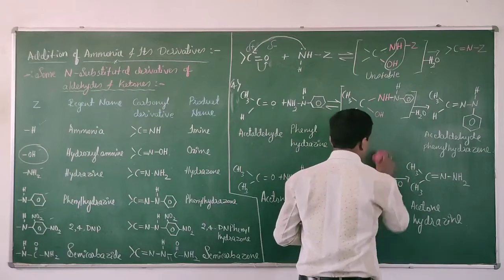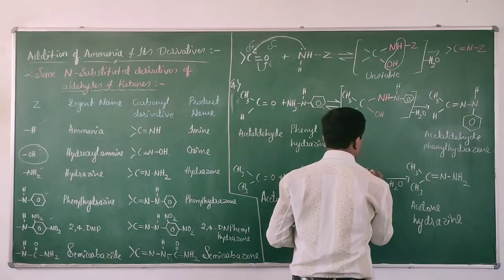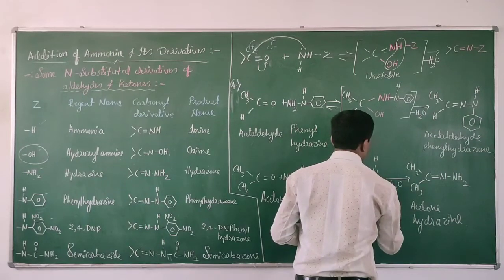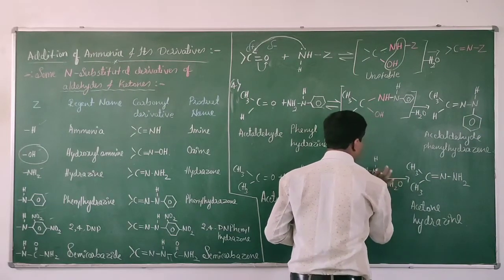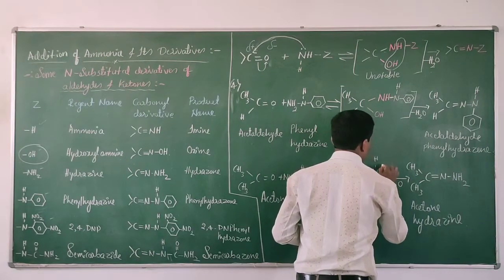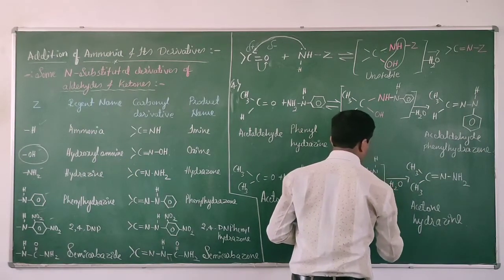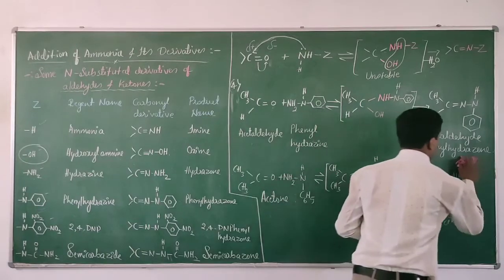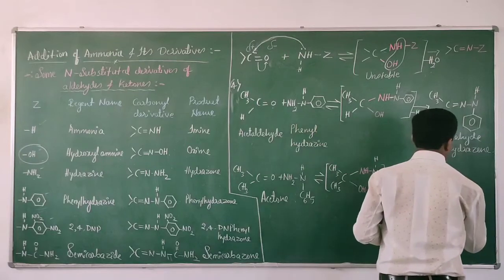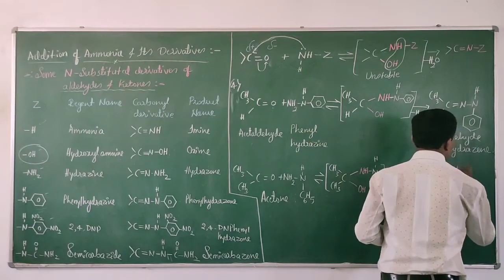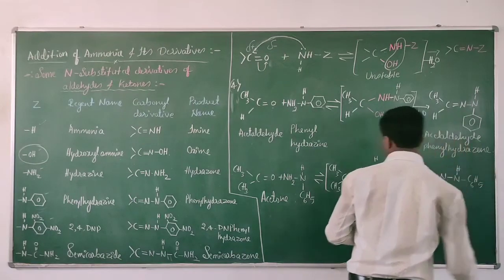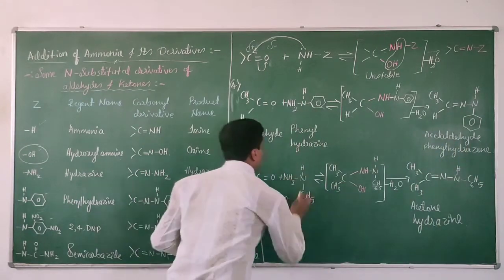Okay, here NH, I will write C6H5. C6H5. Here, this is what? Phenyl hydrazine.